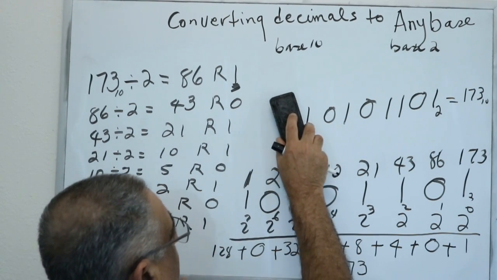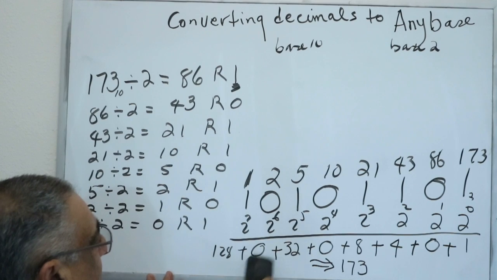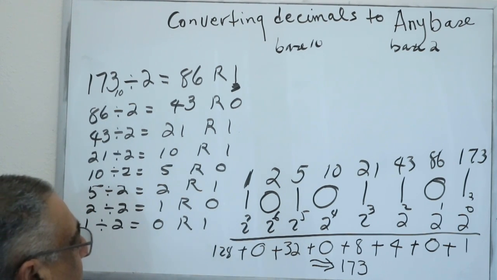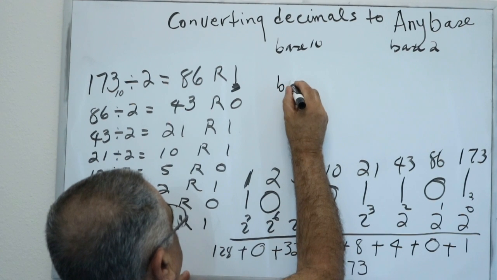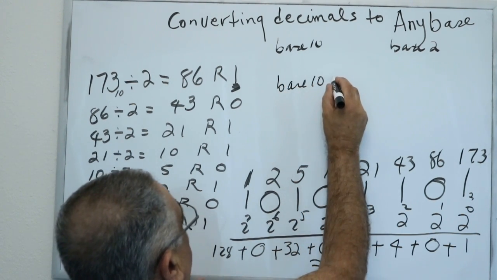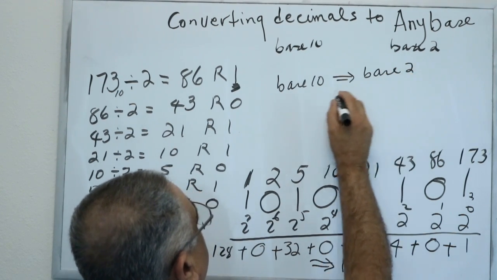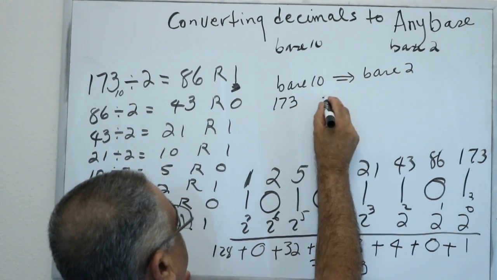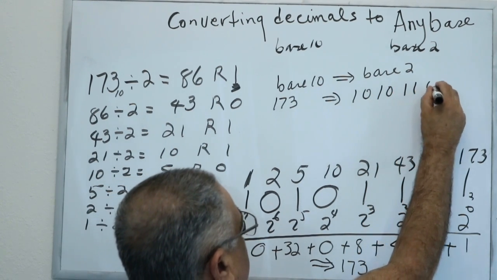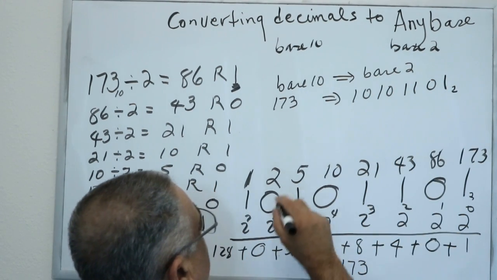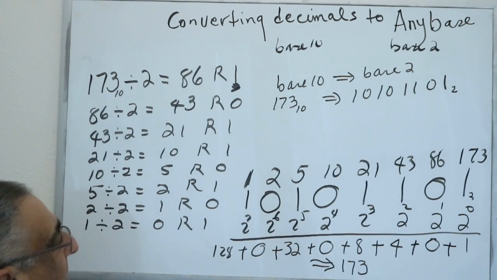Go back to the number now. If I look back here, I'm going to leave this number as it is. So this is my result. If I have base 10 into base 2, or binary to decimal, 173 is actually 10101101. So I put my 2 there, put my 10 there. That's this number, and this is how we can prove it.